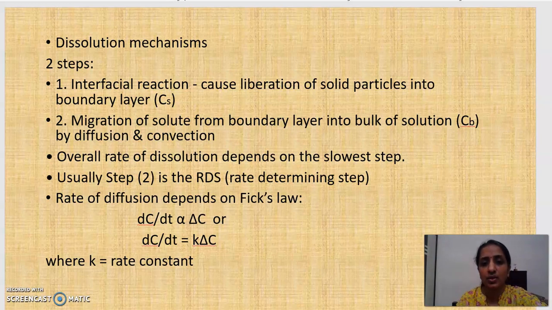As in any reaction which is followed by consecutive steps, the rate of the reaction depends on the slowest step. Similarly, in dissolution, the overall rate of dissolution depends on the slowest step, which generally is the second step, that is migration of solute from the boundary layer into the bulk of solution. This step 2, which is the rate determining step, depends on Fick's law, which is given by dC/dt directly proportional to delta C. That is, the rate of diffusion is directly proportional to concentration gradient.